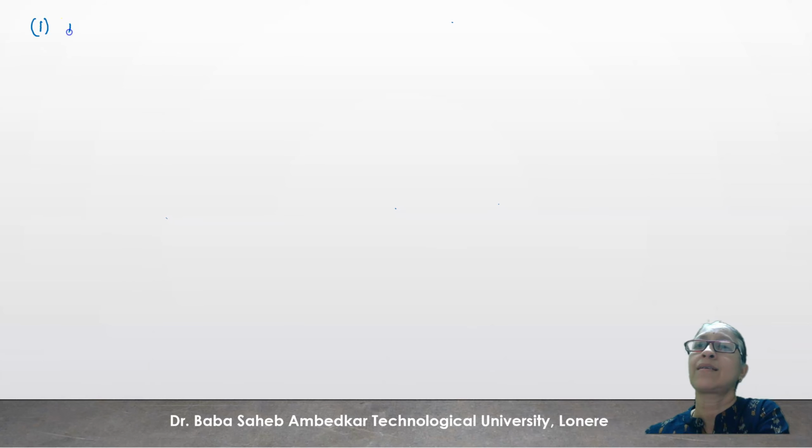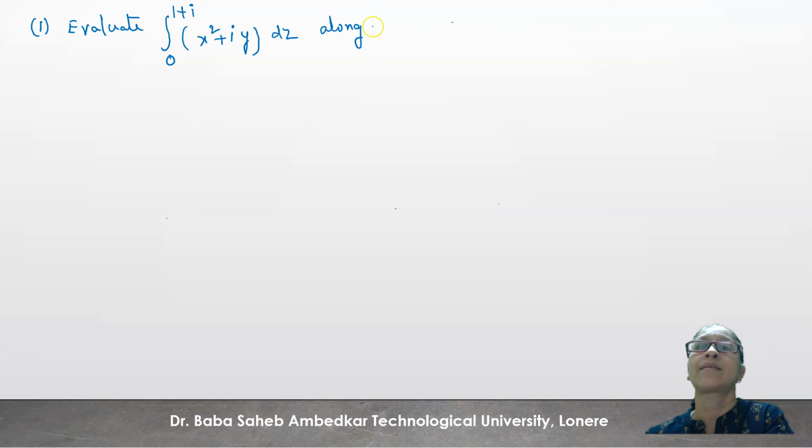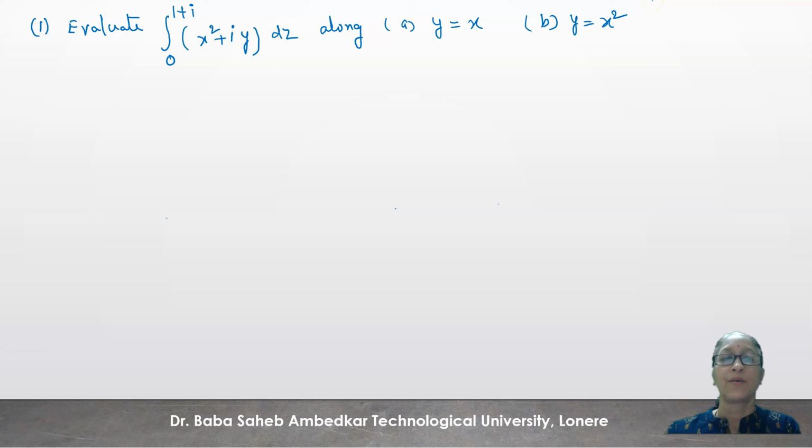First one is: evaluate the integral from 0 to 1 plus i of x square plus iy dz along y equal to x and along y equal to x square. Okay, so here let us solve this.